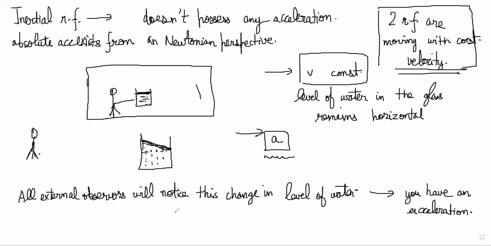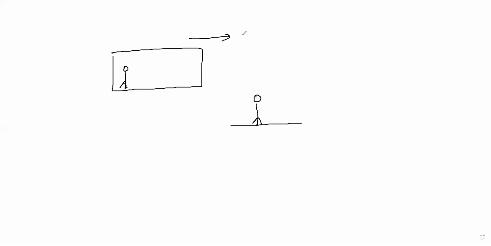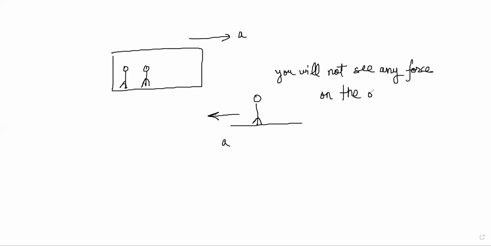For example, I will show you an example of when it does not work. Suppose you are going again in the same train, and you see someone standing outside. Suppose this train starts accelerating. Now, any passenger inside will observe that this person is accelerating backward. Sitting inside, you will see that this person is accelerating backward, but you will not see any force on this person, on the outside observer.